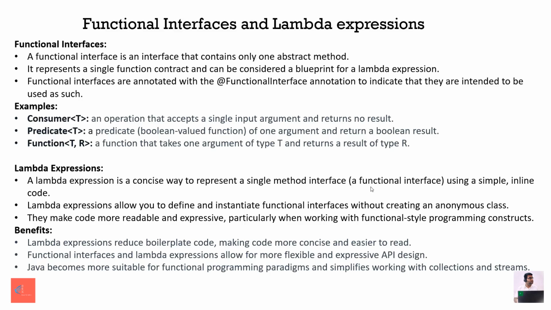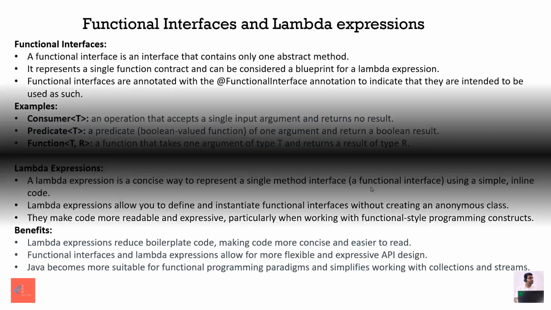Some benefits of using lambda expressions are that they can reduce boilerplate code and make code more concise and easier to read. Functional interfaces and lambda expressions allow more flexible and expressive API design. Also, Java becomes more suitable for the functional programming paradigm and simplifies working with collections and streams because of lambda expressions and functional interfaces. We will see some code examples for these features also.